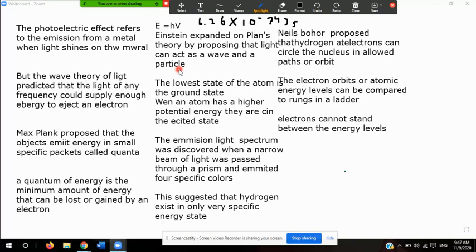And this is, of course, accepted today. Einstein not only expanded on Planck's theory, but he also came up with his own version, which is that E equals mc squared.